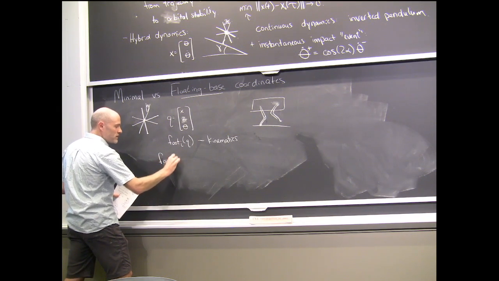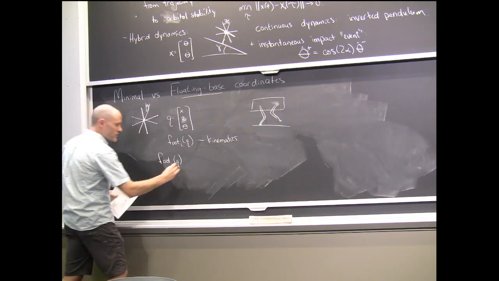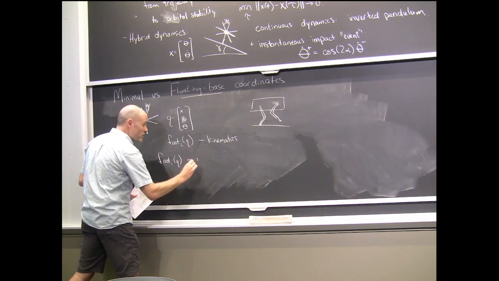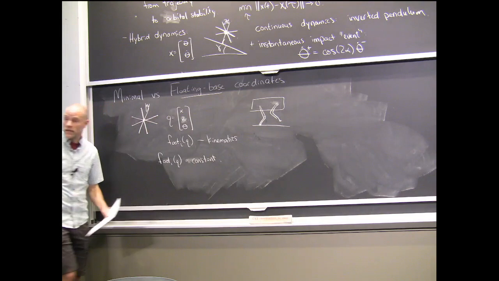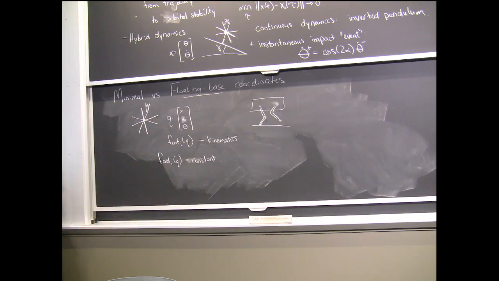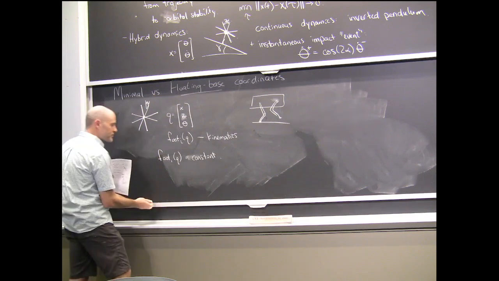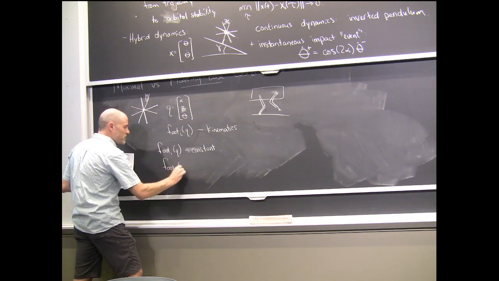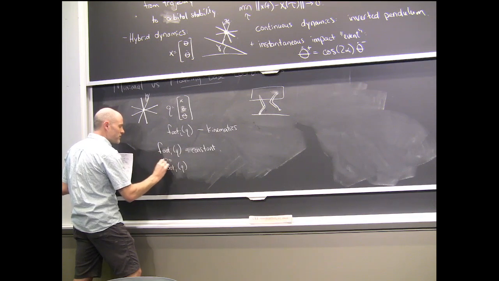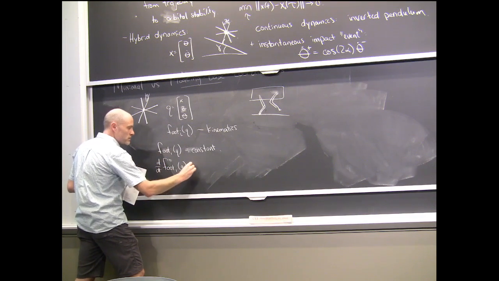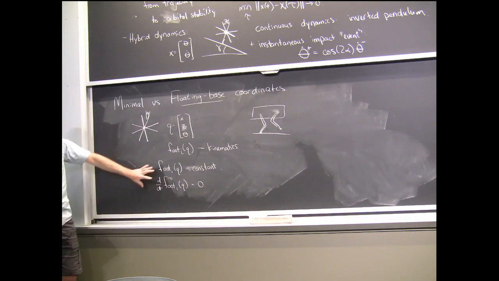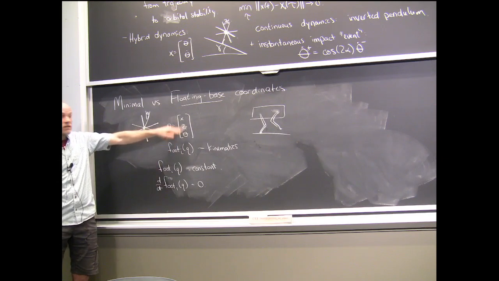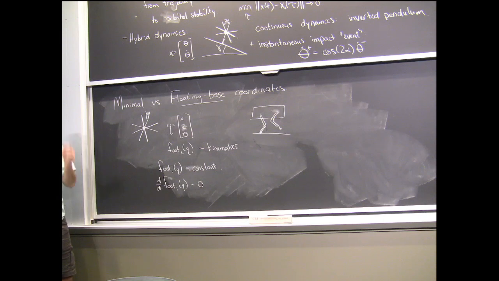So if I were to say, for instance, that foot one of q is on the ramp, or it could even be at a constant location, that would imply also that the time derivative of foot one is zero. I can write those as additional constraints on the original variables, and that's enough to get the kinematics right.